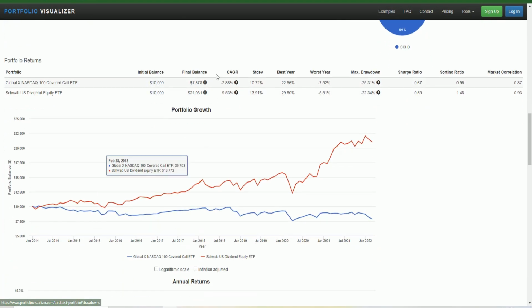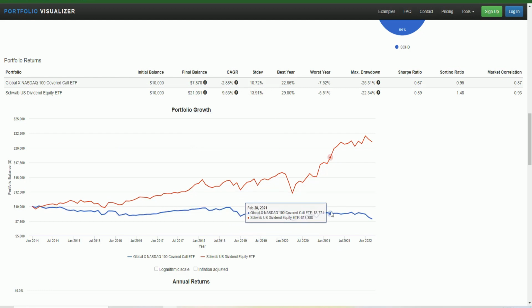Let's take a look at what it would look like without dividends reinvested. With this negative CAGR without dividends reinvested for QYLD in the blue, QYLD would lose value over the course of this time period from $10,000 down to $7,800, whereas with SCHD without dividends reinvested, pulling out the dividends, your $10,000 would go to $21,000 for a 9.5% CAGR number.